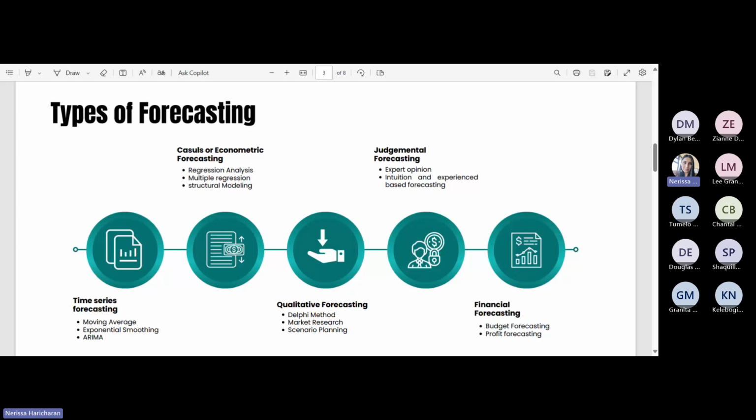Then we have causal and econometric forecasting, which is more of a regression analysis where you use different relationships between something that's a dependent and an independent variable. Like, for instance, if you want to understand what your sales forecast is going to be, you're going to base it on what your advertising spend is. Okay, so using an independent over a dependent.